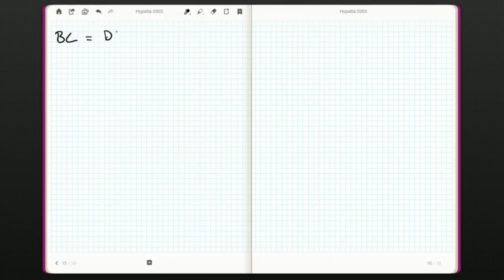So BC over DE is AF over AG. Well, that's 10 for the base and 10 for the height of the whole cone. And then AF is 10 minus h. So BC is also 10 minus h. Fantastic. Okay.